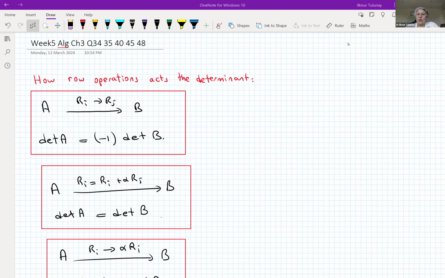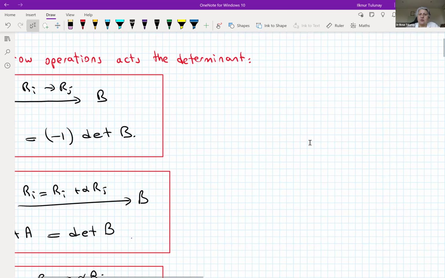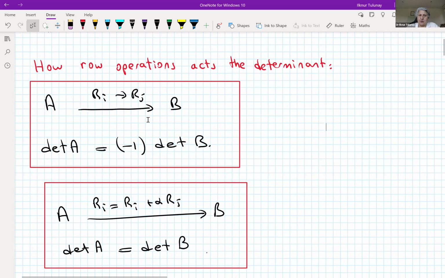Hello, everyone. We are going to practice going through some solutions related to the determinant. That is chapter 3. I'm going to solve questions 34 and 35 in this video for the course Math1151 at UNSW. What we are focusing on in this session is how row operations act on the determinant.